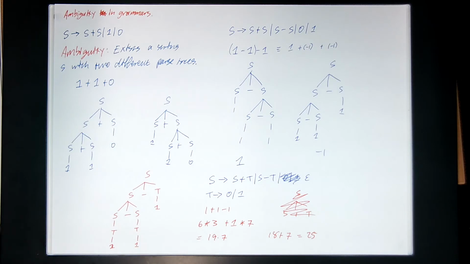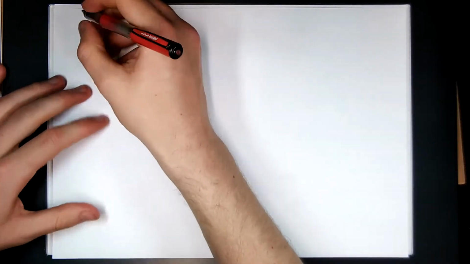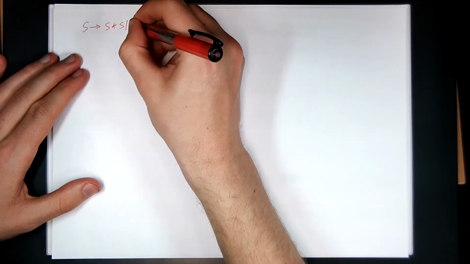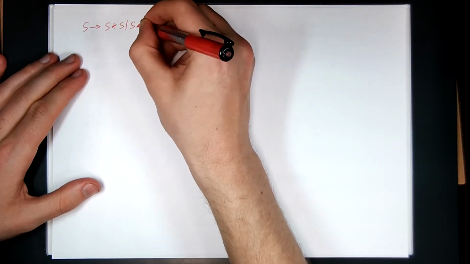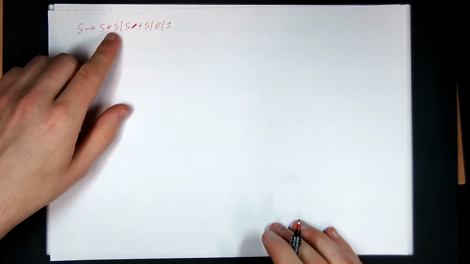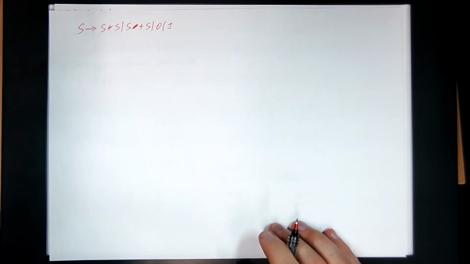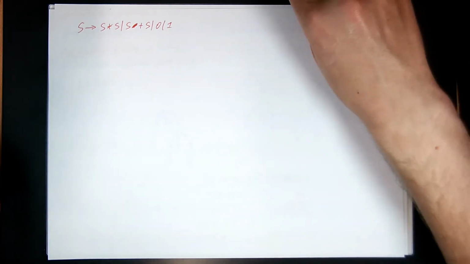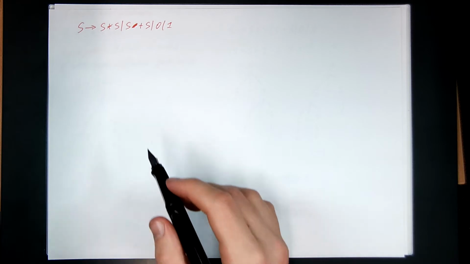So suppose we have a new grammar that's defective. S goes to S times S, or S plus S, or 0 or 1. So this can generate equations with multiplication, addition, zeros and ones. But this is no good because, again, we can get ambiguous things, and we can get things that don't satisfy the order of precedence. We want to do the multiplication first and then do the addition afterwards. So how can we repair this?